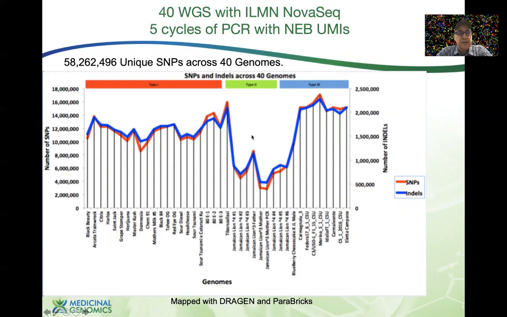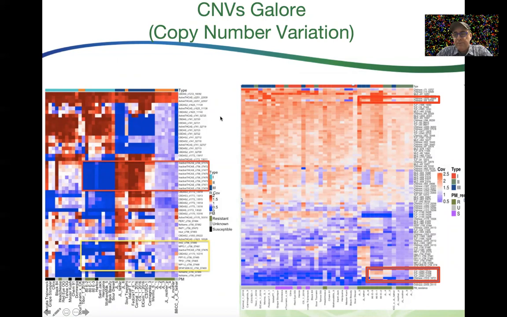Now with that, we can do copy number variation. We were very careful when we did the Illumina sequencing to do only 5 cycles of PCR and have barcodes and UMIs involved so that we could deduplicate any of the data. A lot of this copy number work was done without deduplicating. We didn't need to, there's so few cycles, but we do have that data if we ever need to go back for it. What you can see here are the Jamaican Lion cultivars over here in purple. When things go red, they are duplicated, and when they go blue, they are deleted.